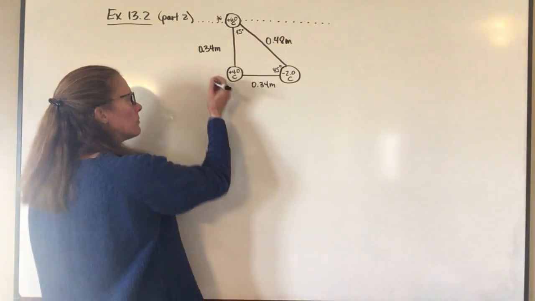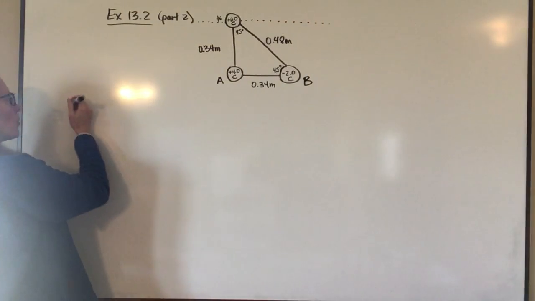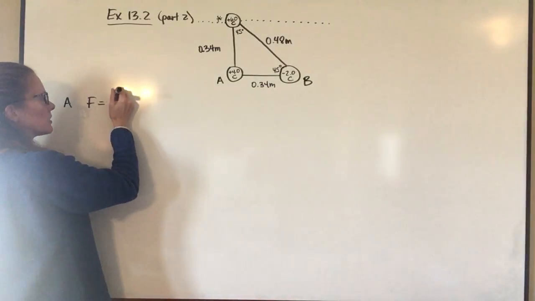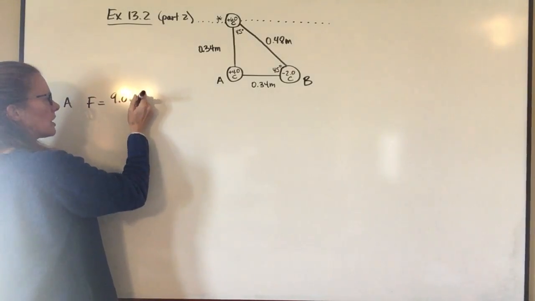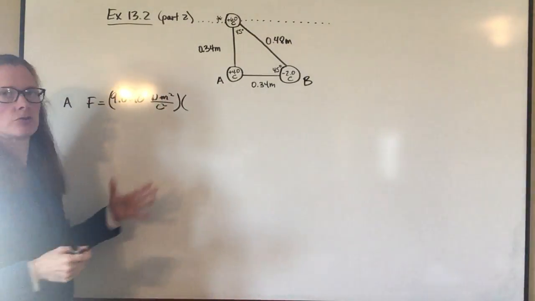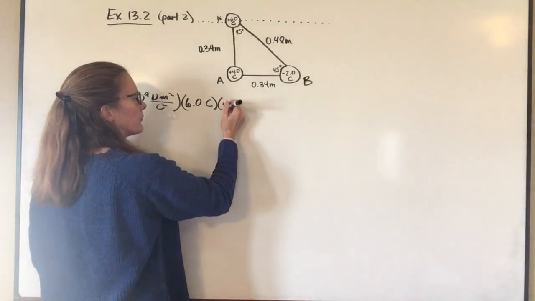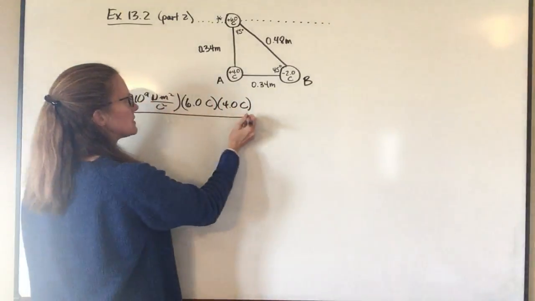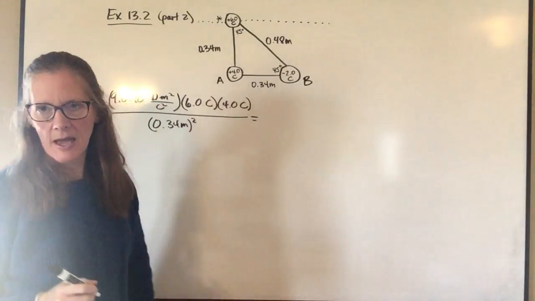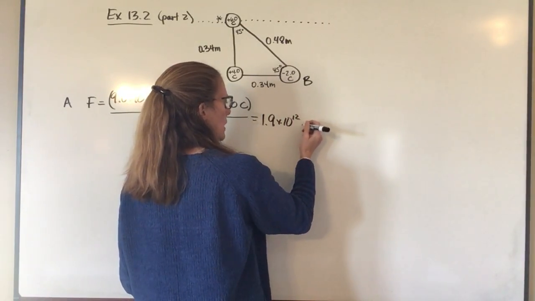So I'm going to calculate the force first with this one and then with this charge. And just to simplify my notation here, I'm going to call this charge A and that charge B. So for charge A, we're going to be using Coulomb's law. So it's going to be 9.0 times 10 to the 9th Newton meters squared over Coulomb squared. And thankfully this time the charges are just in Coulomb, so I don't have to worry about adding that times 10 to the minus 3. So I have a 6.0 Coulomb charge and a 4.0 Coulomb charge, and the distance between them is 0.34 meters, and that's going to be squared. So that is going to give me a final answer of 1.9 times 10 to the 12th newtons.